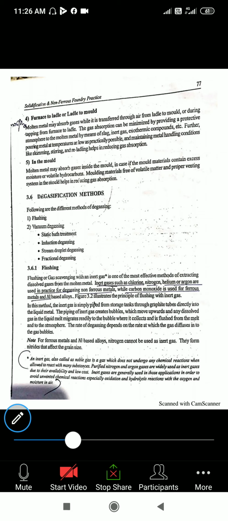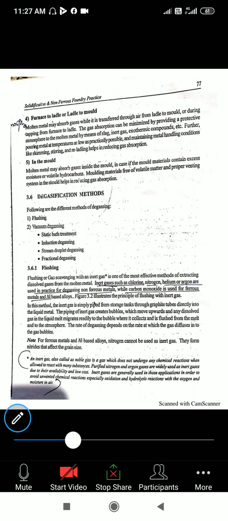Furnace to the ladle or ladle to the mold. So what do you mean by the furnace to the ladle or ladle to the mold? From the furnace to the ladle: when you tilt the furnace to pour the molten metal into the ladle near the furnace, at that moment the liquid metal being sent into the ladle comes directly into contact with the atmosphere.